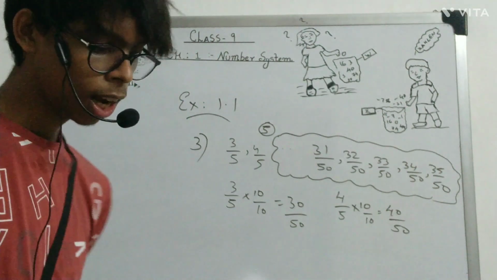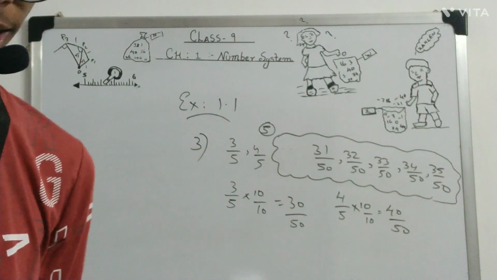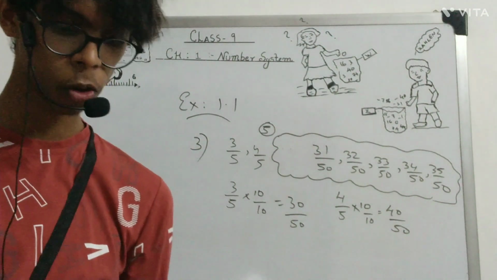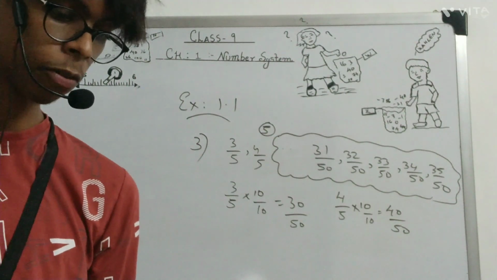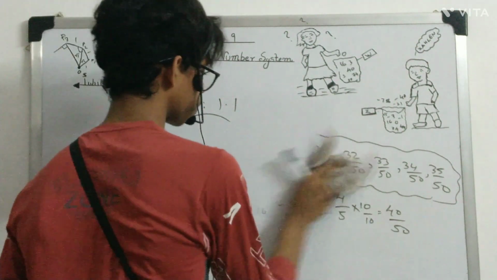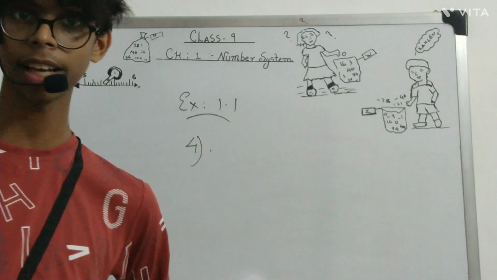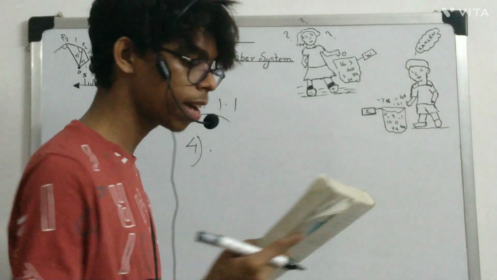Okay, now let us move on to our last question in our exercise, which is the fourth question. That is, state whether the following statements are true or false. Give reason for your answer. So let's see. Question number 4 is every natural number is a whole number. Okay, this is just like the question that we had done in our example question.